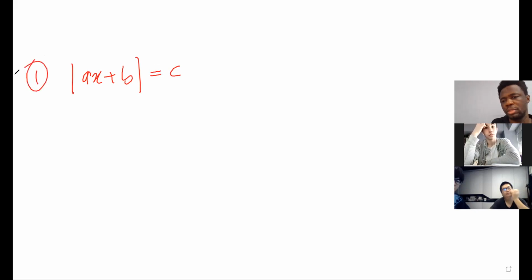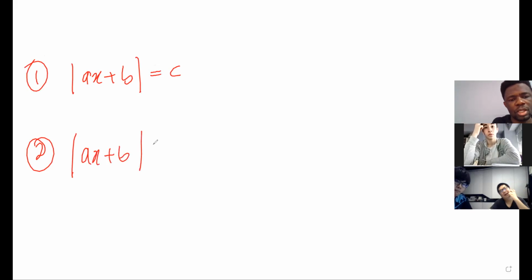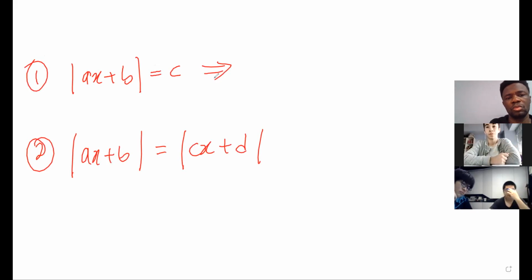In yesterday's problem, we dealt with the absolute value of ax plus b is equal to c as one case. And we dealt with the absolute value of ax plus b is equal to the absolute value of maybe cx plus d. In this case, all you have to do is apply the rule, which is that ax plus b is equal to plus or minus c.